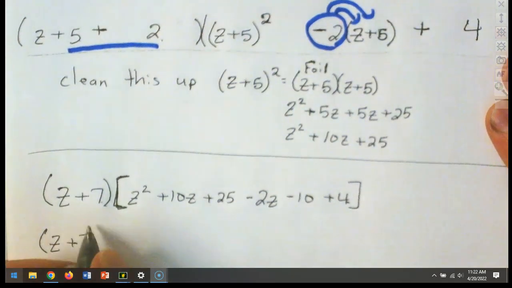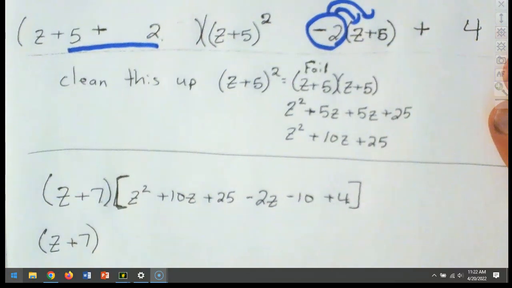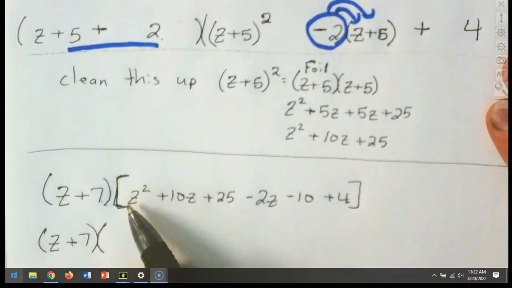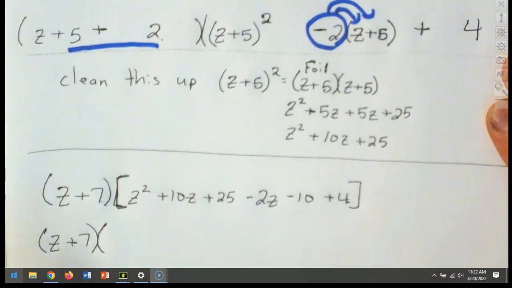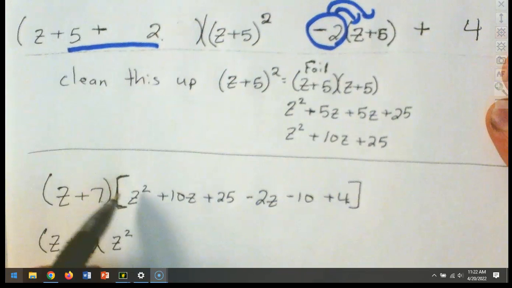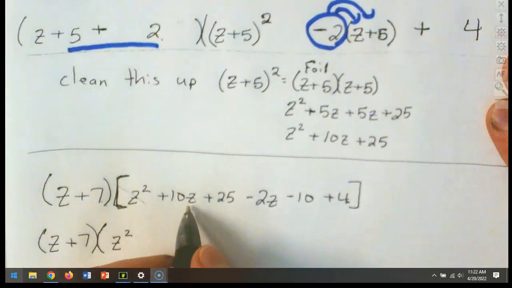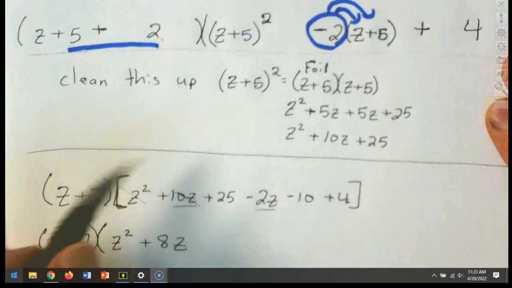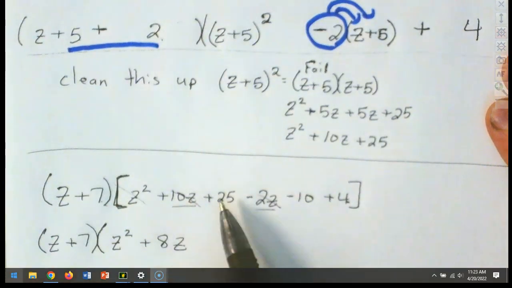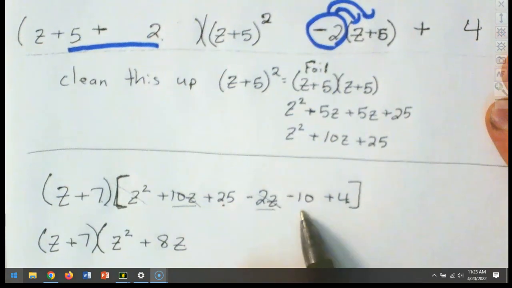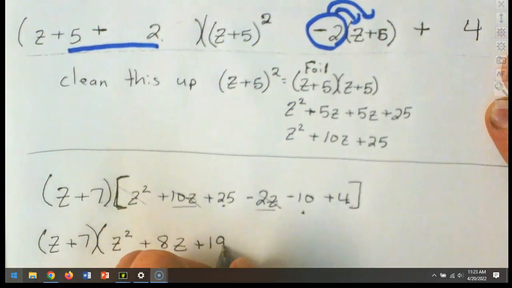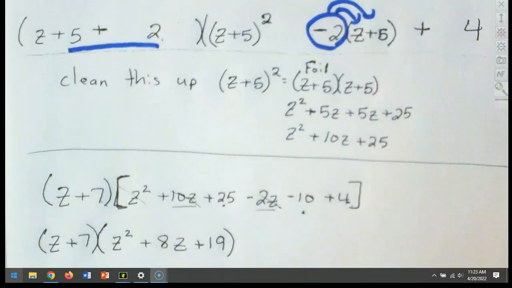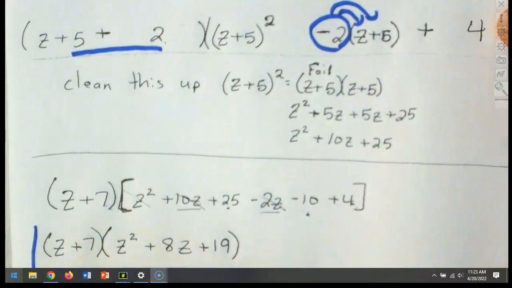So out in front, we've got a z plus 7. In here, what can we combine together? Well, we've got a z squared. Nothing goes together with it, so that's it. But then what about the z's? For the z's, we've got a 10 and a minus 2. So 10 minus 2 makes it an 8z. And then for numbers, we've got 25 minus 10, that's 15. And 15 plus 4 makes it then 19. And that is as far as you can possibly go.